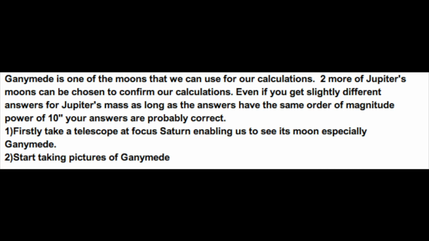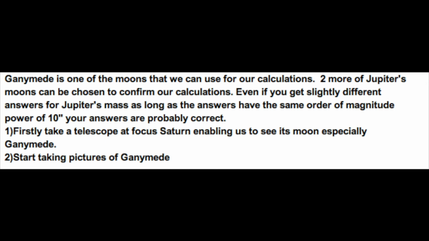Even if you get slightly different answers for Jupiter's mass, as long as the answers have the same order of magnitude, the same power of 10, your answers are probably correct. Therefore, to ensure that our answers are reliable, we will try more than one moon.